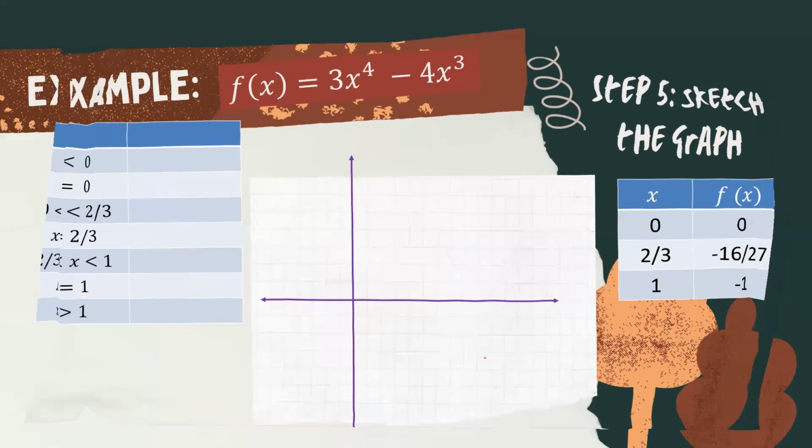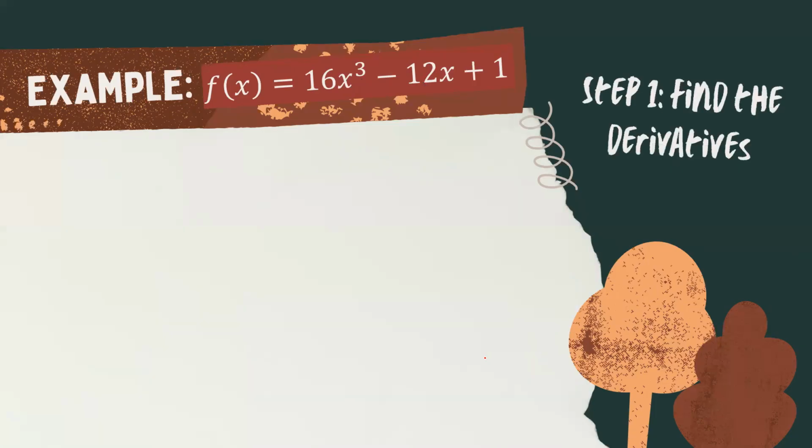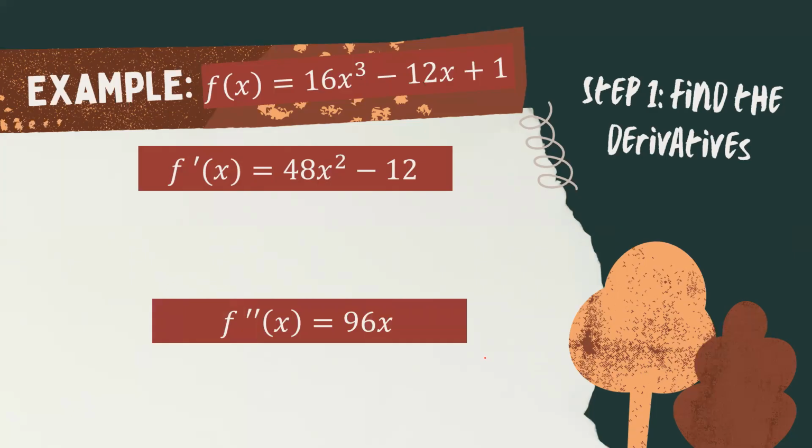So ayan, let's take a look at the next example. Again, you can always go back, you can rewind the video if you think you need to absorb the previous example first. So ito naman, yung example natin is 16x cubed minus 12x plus 1. Again, step 1 is to find the derivatives. Sige nga, hanapin natin yung derivative. For the first one, what is that? Yan. If you answered 48x squared minus 12, you are correct. For the second derivative, sige nga. If you answered 96x, you are correct.